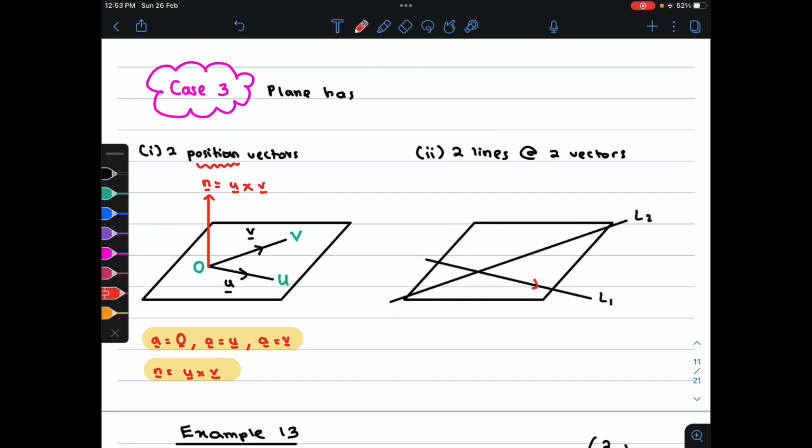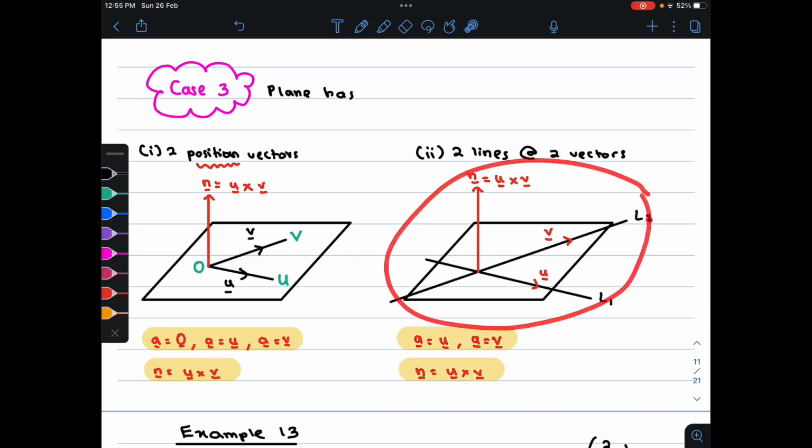Line 1 will have its own direction vector. Say that I call it vector U. And on line 2, it will have its own direction vector. Say that it is V. Therefore, the vector A will be either U or V only. And to get the normal vector, you need to do the vector product, which is U cross V.